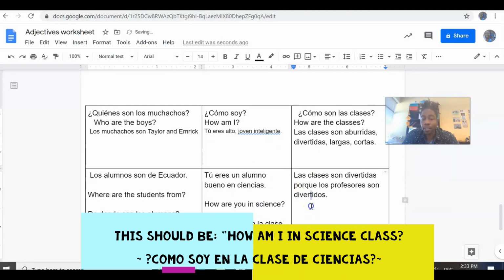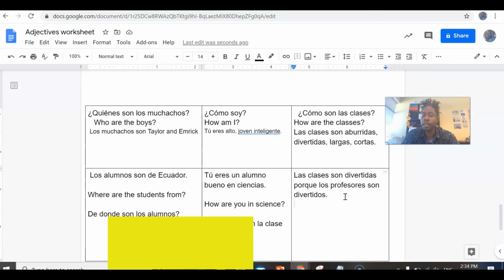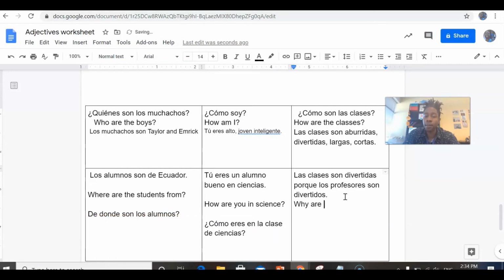All right, last one, friends. We're going to have las clases son divertidas porque los profesores son divertidos. The classes are fun because the teachers are fun. So this probably says, why are the classes fun? Por qué son, question word, verb. Why are they fun? Divertidas. Now, instead of why are they fun, we're going to add in our subject, which were the classes.